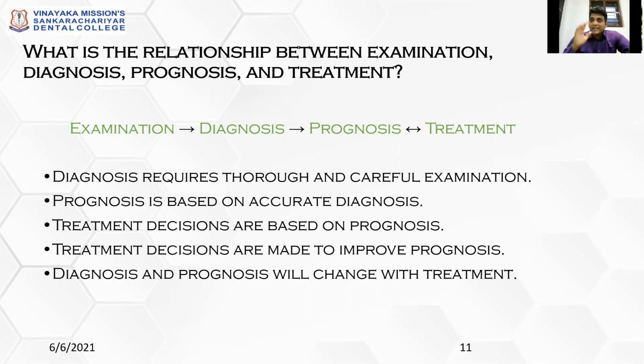So prognosis is based on the accurate diagnosis, and the treatment decision is always based on the prognosis. If the course of the disease will go in a very positive manner without further attachment loss, the treatment will be tailor-made for the patient, and maybe costly materials like biomaterials can be tried. So the treatment decision is always based on the prognosis.